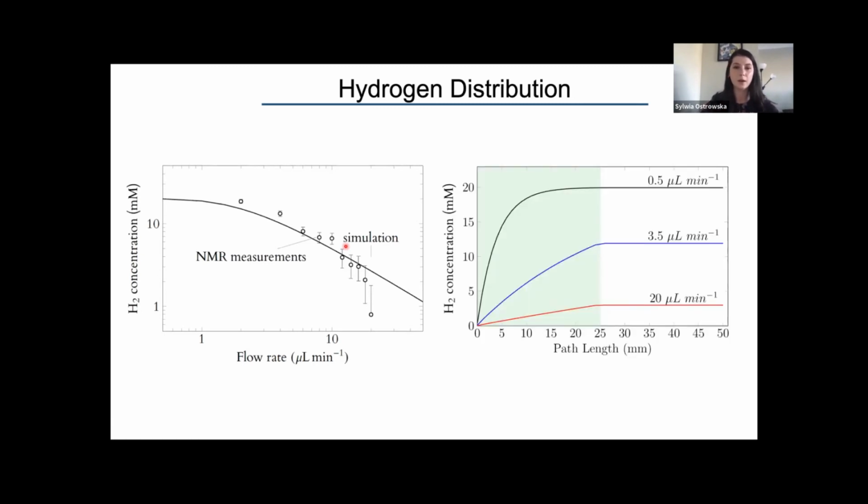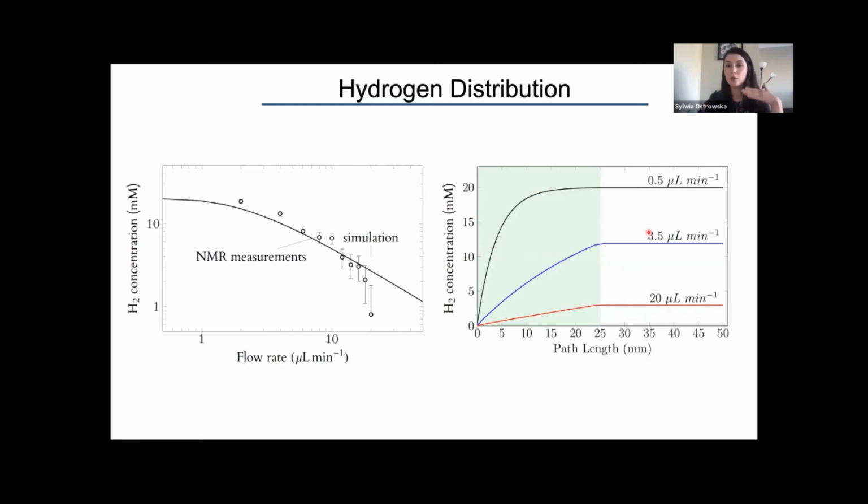This can be further understood by looking at the hydrogen concentration distribution over the entire length of the chip. The green shading here shows the PDMS membrane, and the white is the remaining part of the chip. Now, at very low flow rates, so 0.5 microliters per minute, the hydrogen concentration builds up really steeply and reaches a maximum. So the channel gets saturated, and then it remains constant.